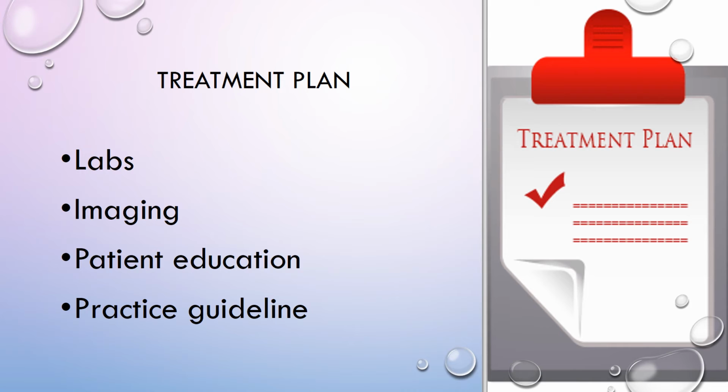Treatment plan includes labs, imaging, patient education, and we will talk about the practice guidelines. So CBC with differential will reveal leukocytosis with neutrophilia, and if it is indeed positive, further culture should be requested. An ESR, or sed rate, is also requested just to see what type of infection we are having and how severe it is. A TB test is usually done to rule out a TB infection.